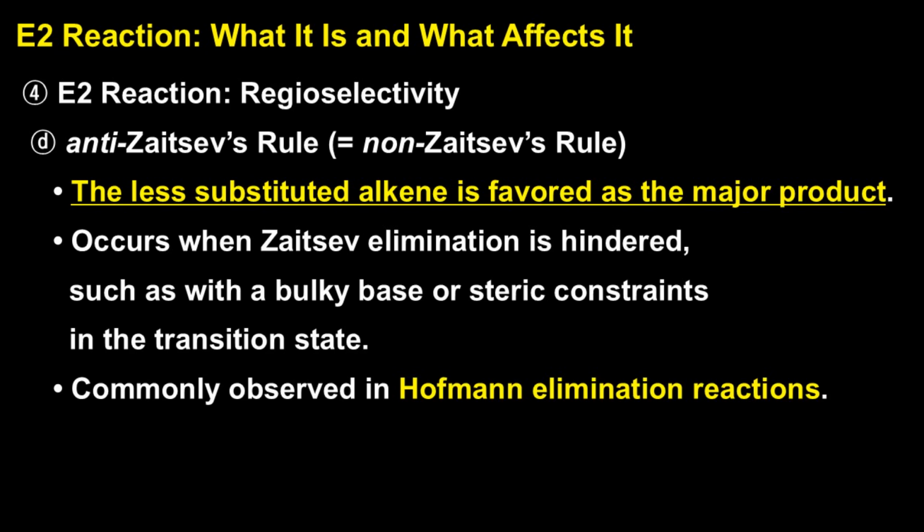Hofmann elimination occurs mainly due to steric hindrance, especially with bulky bases. When a base is too bulky to easily reach the more hindered beta hydrogen, it takes the proton from the less hindered carbon. The result? The less substituted alkene becomes the major product.